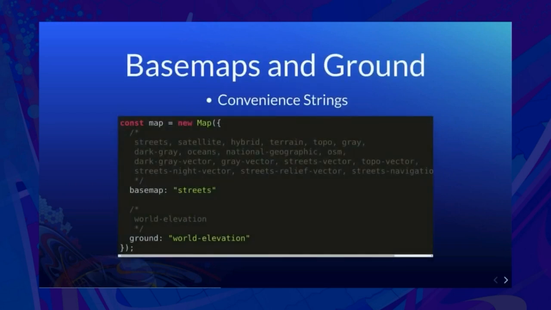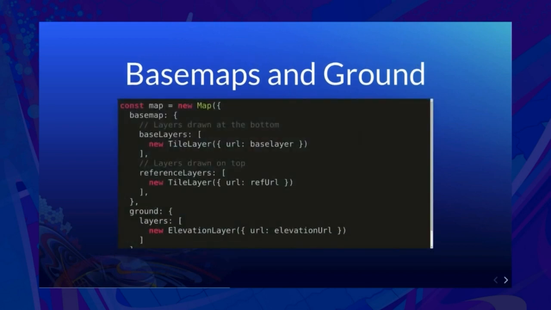We also have some convenient strings you can use when you're working with maps. We have strings for the base maps, what we call named base maps. For example, we have streets, satellite, all the way to the vector base maps that you can use. For the ground, we have a default world elevation layer that's going to be provided by Esri. If you have your own elevation layer, you can also provide it here.